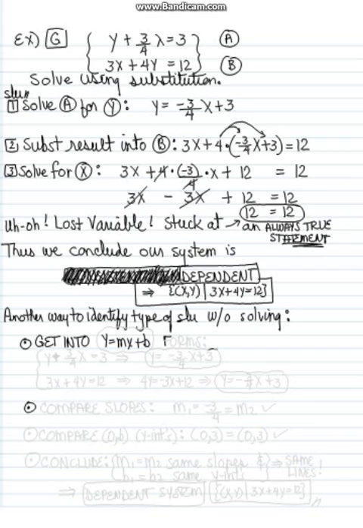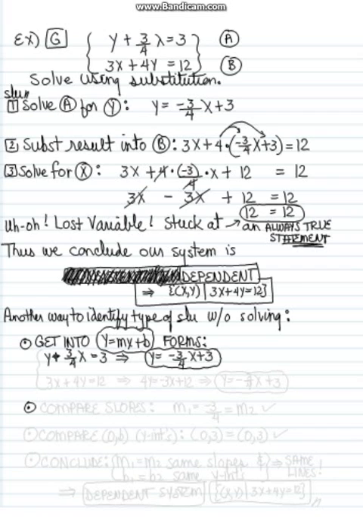So let's see, taking equation A and getting it into y equals mx plus b form, we start with y plus 3/4 x equals 3, and move the 3/4 x over by subtraction. We get y equals negative 3/4 x plus 3. That's y equals mx plus b form.